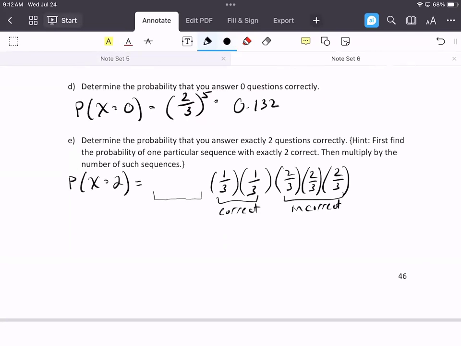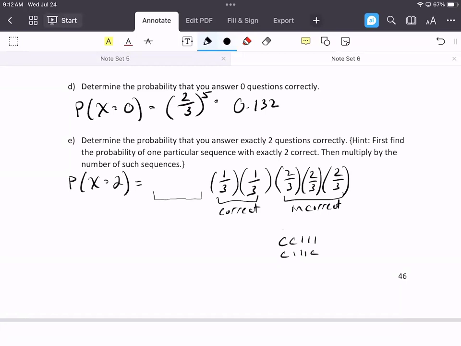Now, is that the only way that that can happen? Well, let's use C for correct and I for incorrect. Let's think about this. We could do the first 2 correct, and then the last 3 incorrect. We could also have the first one correct, the middle 3 incorrect, and the last one correct.